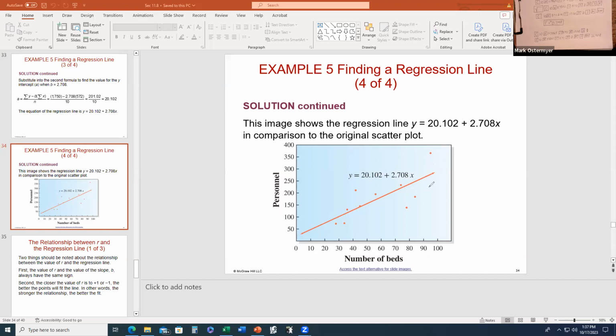It minimizes something called the sum of the squared differences between the actual y values, like the actual y coordinate of this point, and the predicted y coordinate according to our linear regression equation. It minimizes the sum of these squared differences. So it is the best fit line.